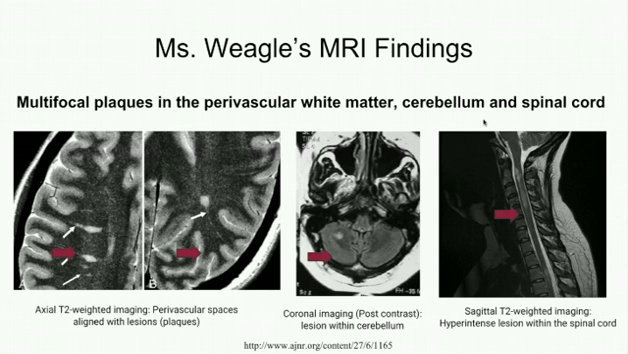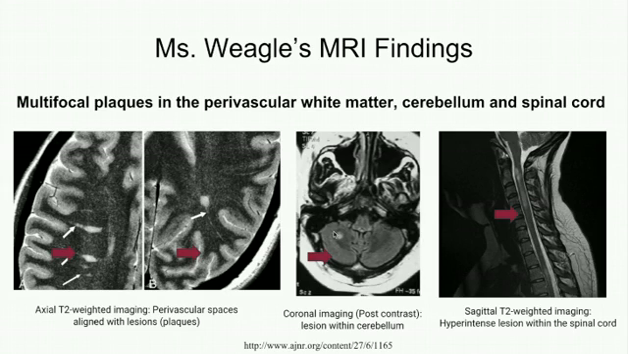So Susan did have an MRI done, and it revealed multiple focal plaques in the perivascular white matter, cerebellum, and spinal cord. So here I just showed some images that may be similar to what the findings were for Susan. As you can see here, the perivascular spaces are lined with lesions, so plaques. You can see within the arrows and within the perivascular regions.